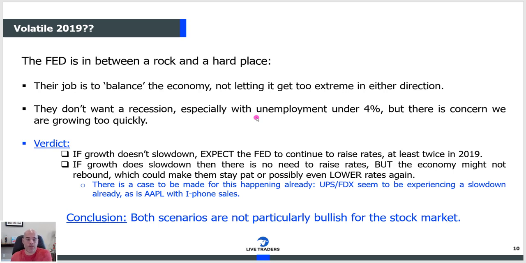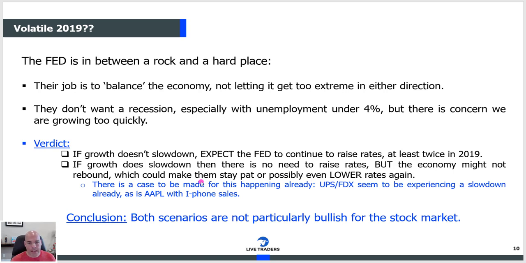Now we fast forward 8-9 months and now they're cutting rates. Why? Because the growth slowed more than they anticipated. And for the Fed, this is egg on your face. 6 months later, you shouldn't be, quote, that wrong about the economy in 6 months, but they were, okay? So if the growth slows, there's no need to raise those rates, but then the economy might get this cyclical effect, okay?